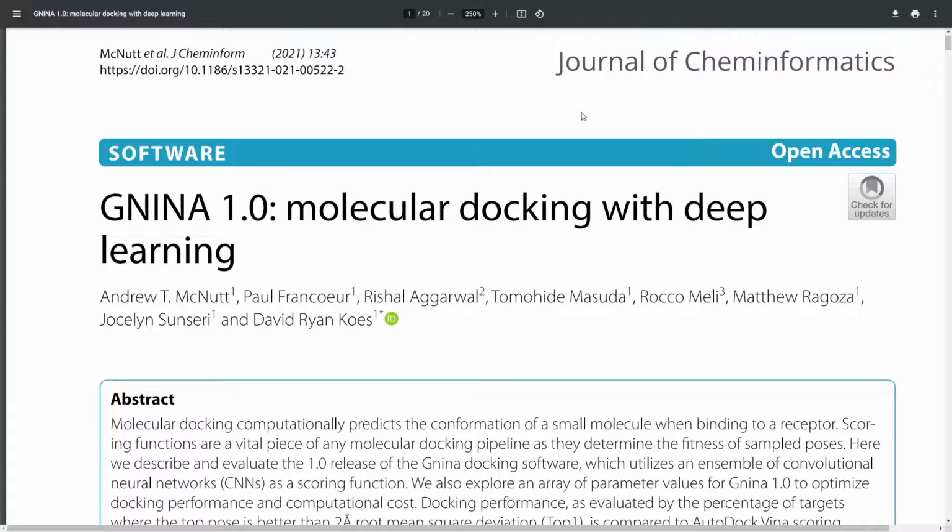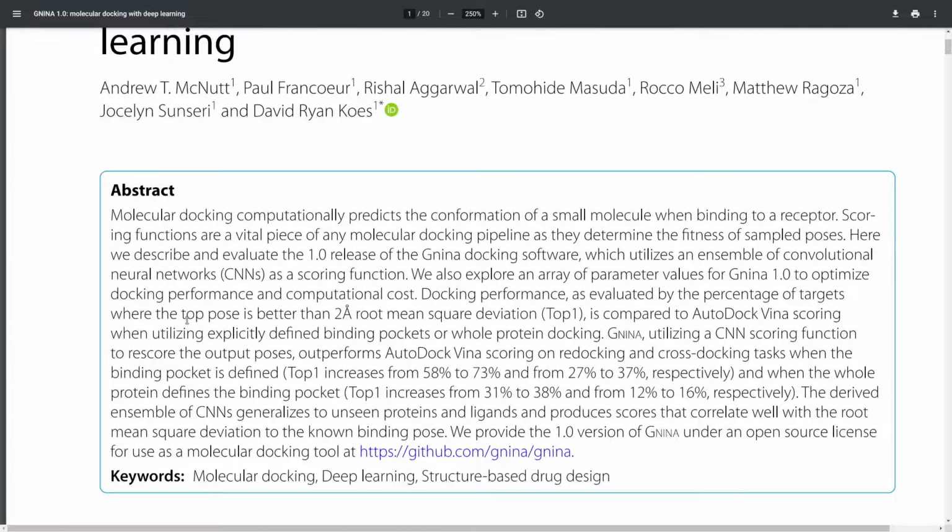Journal of Cheminformatics, Gnina 1.0, molecular docking with deep learning, David Ryan Koes, Andrew McNutt, Paul Francoeur, Rishal Aggarwal, Tomohide Masuda, Rocco Meli, Matthew Ragoza, Jocelyn Sunseri, David Ryan Koes.